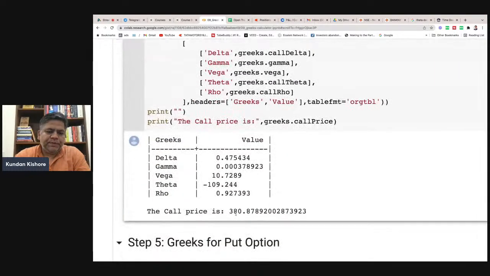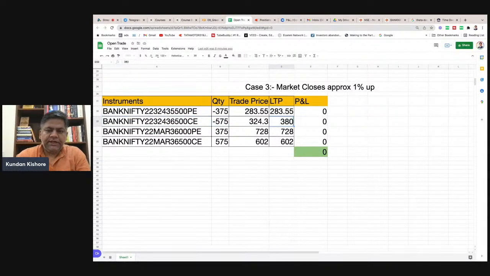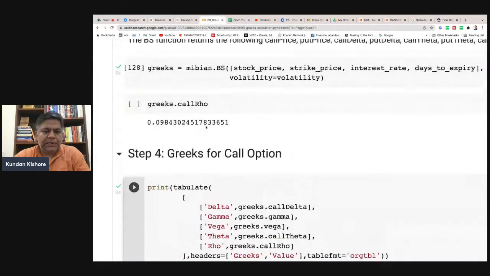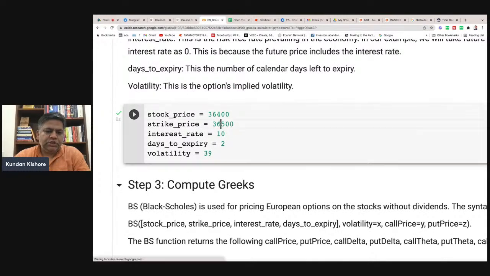So tomorrow the price will be 380 rupees, and this is 570 points what we have taken. So 380 rupees will be the price, and certainly we will make a loss there. Now, did I do anything wrong? No. So 36,400, 36,500. Now let's talk about the put.